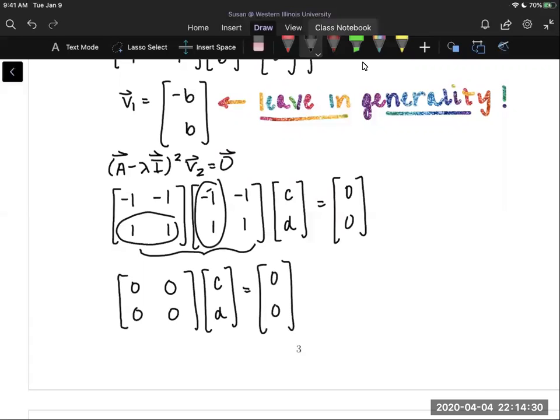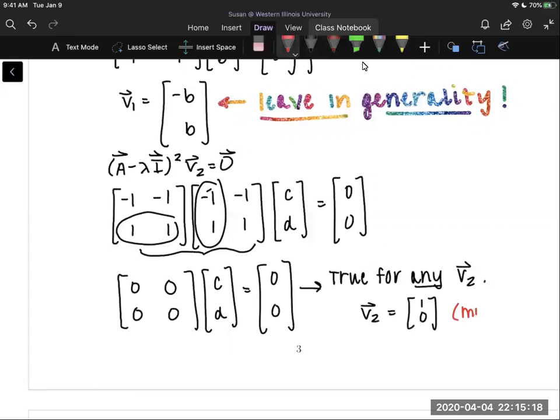Now, if I step back and look at this equation, if I take the 0 matrix times any vector, of course I'm going to get the 0 vector back out. So this is going to be true for any V2 vector. This equation is true no matter what I choose for C and D. The only vector I cannot choose is the 0 vector, because that's forbidden for eigenvectors. So choose any other vector in the world that you want. I'm going to choose 0, 1. That's my favorite vector. So V2 is 0, 1. This was my choice.